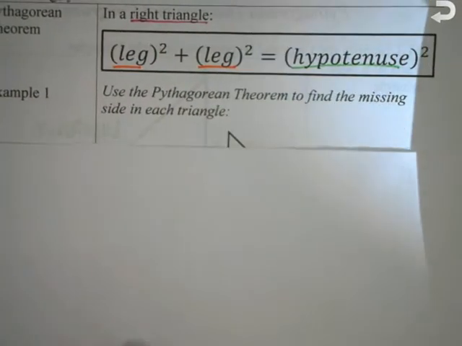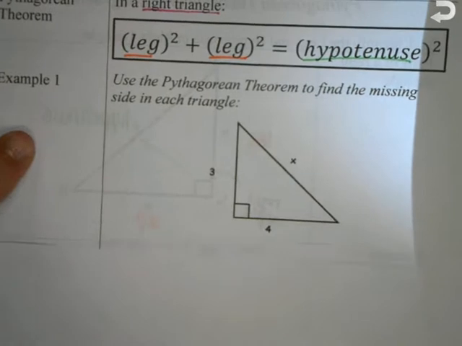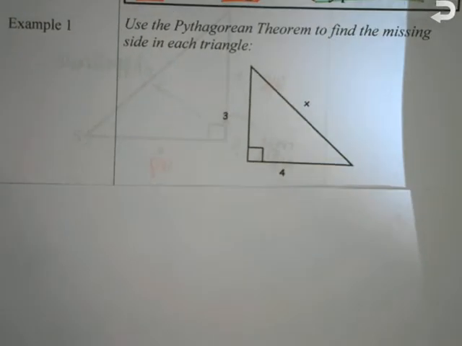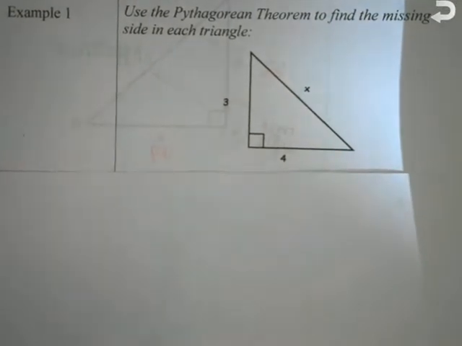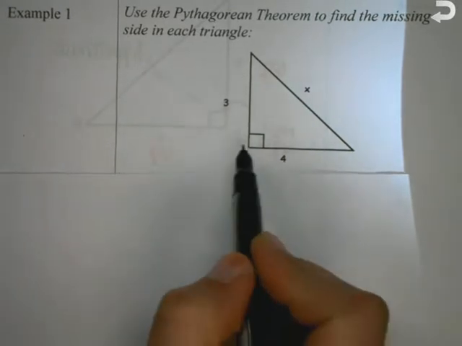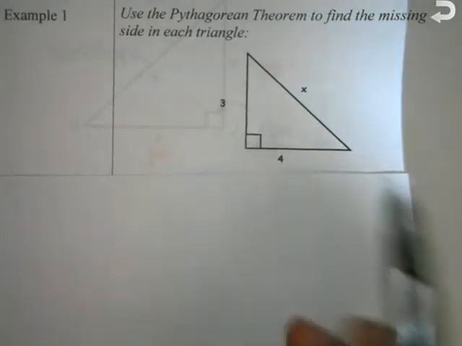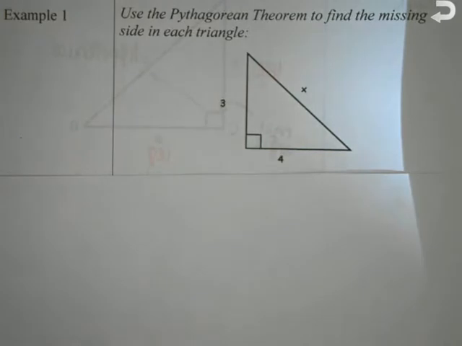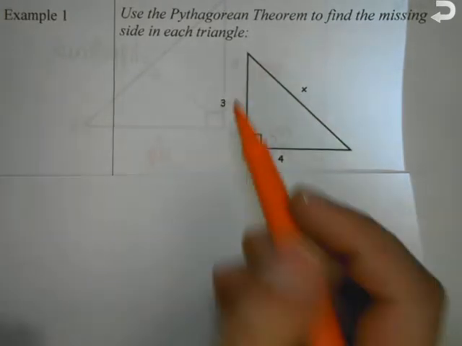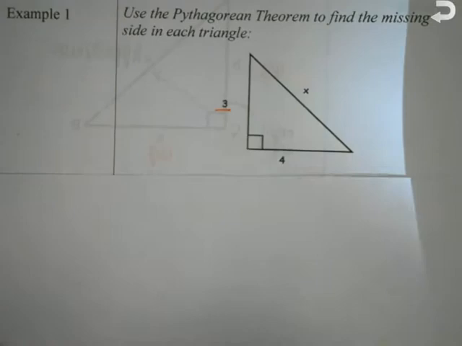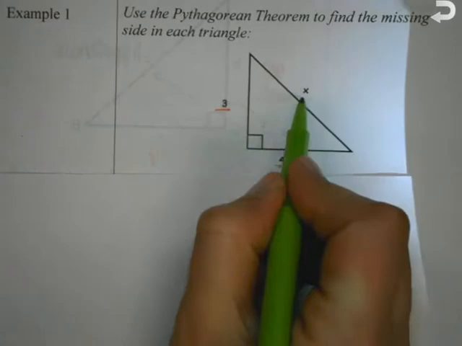So, here is a right triangle. How do I know it's a right triangle? Good, because it has the 90-degree angle right here in the corner. Okay, can someone name one of the legs for me? 3 is one of them. Julian, what's the other one? 4, and what is my hypotenuse? X. We don't know what it is yet, so right now we're just going to call it X.